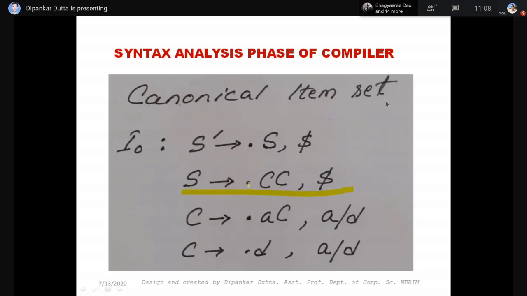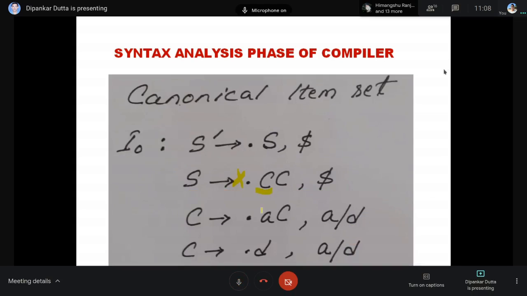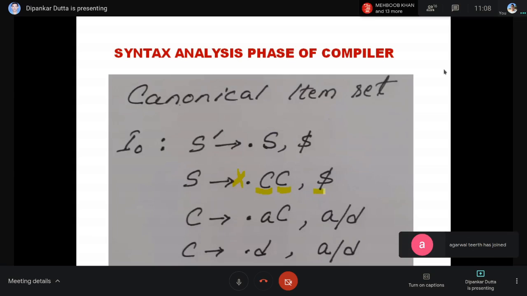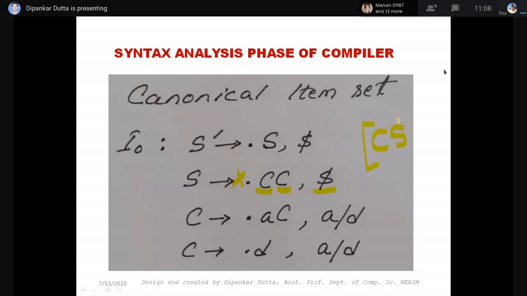In this production, suppose, what is alpha here? Alpha null. What is B here? Capital C. What is alpha? Null. What is B? C. What is beta? This C is the beta. What is A? Dollar. So then we got capital C and dollar in beta A.